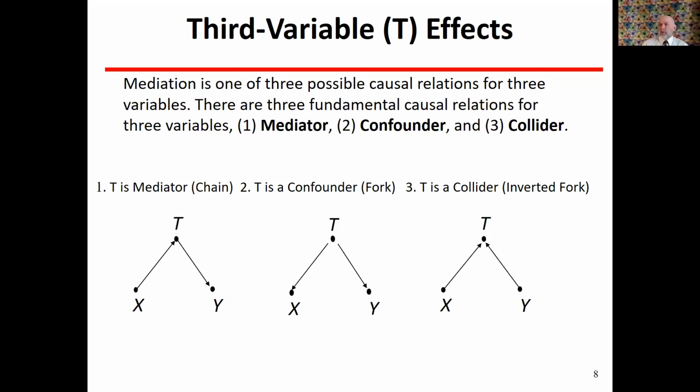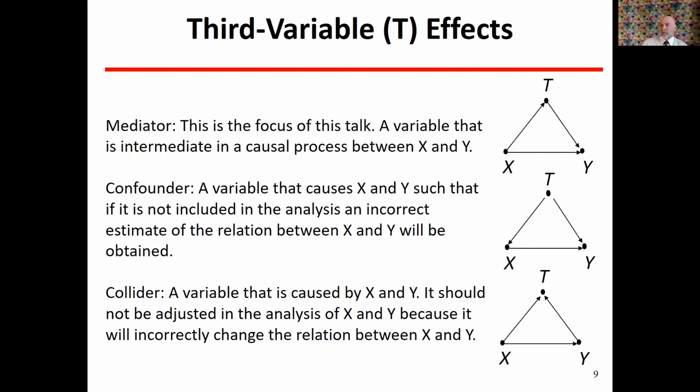So mediation has been called a chain, confounder has been called a fork, and a collider is like an inverted fork. And with real data, of course, there's usually non-zero relationships between X and Y. So in this slide, I've just added the X to Y relationship. And so starting with mediator, that's the focus of the talk.